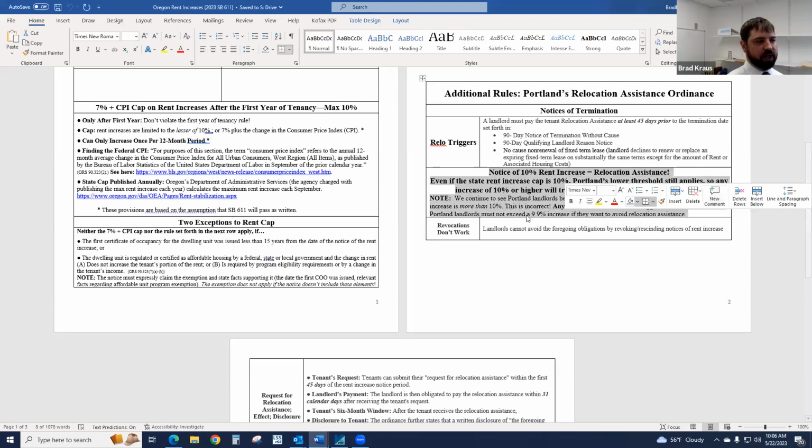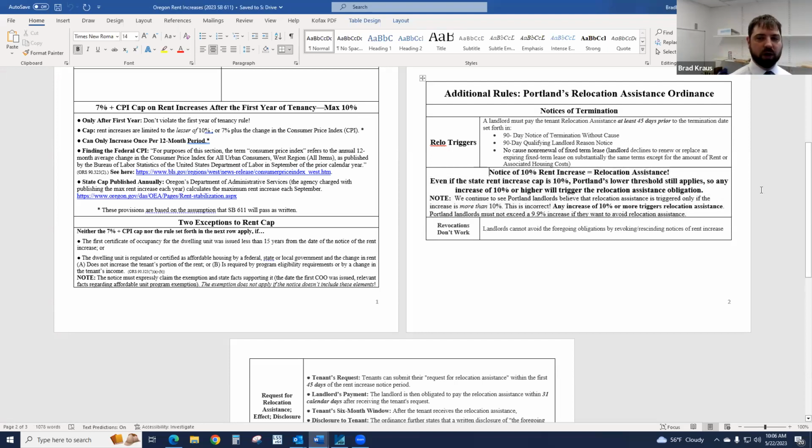Again, this is the big point we were talking about before with respect to Portland. In Portland, a notice of a 10% rent increase will trigger relocation assistance. So another relo trigger is a rent increase above 9.9%. 10% is above 9.9%, folks. So keep that in mind. This is Portland and the state trying to trick you with respect to your Portland properties. Even if the state rent increase cap is 10%, that Portland lower threshold is going to apply. So any 10% increase is going to trigger that relocation requirement if the tenant triggers it.